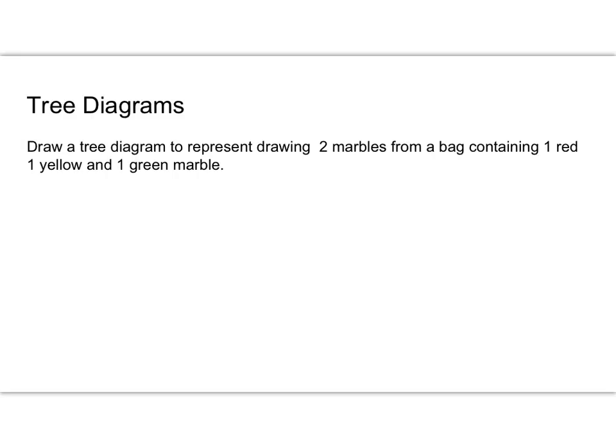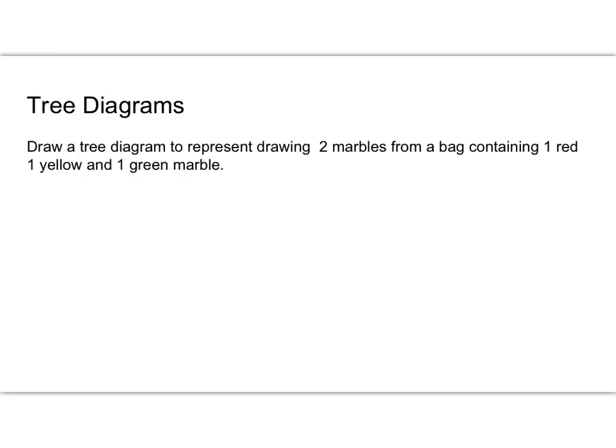Okay, another way we can represent probabilities and sample spaces is to draw a tree diagram. This one is a little bit longer example, so bear with me, but I'm going to represent drawing 2 marbles from a bag, and the bag contains 3 marbles. It has a red, a yellow, and a green marble. So to draw a tree diagram, I have to draw the outcomes that happen from the first draw.